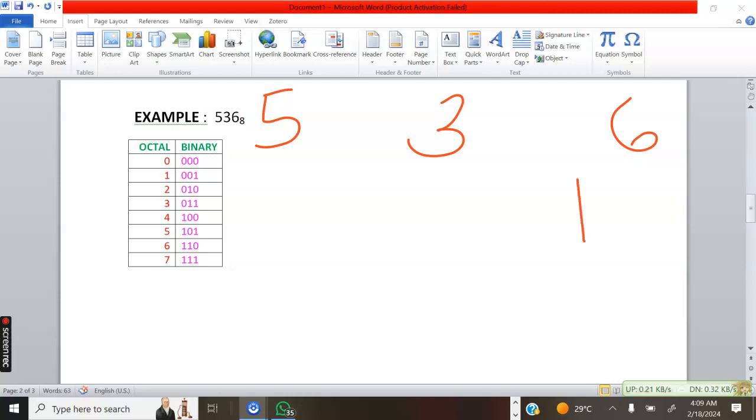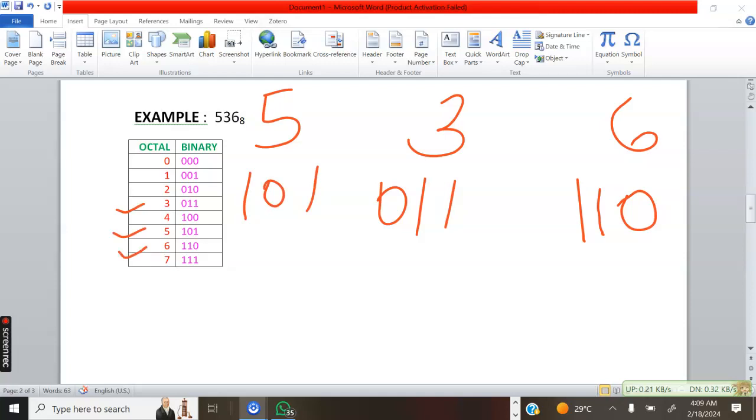This is 110. While for the 3, it's 011. While for the 5, as you can see, it's supposed to be 101. We have this one, this one, and this one.